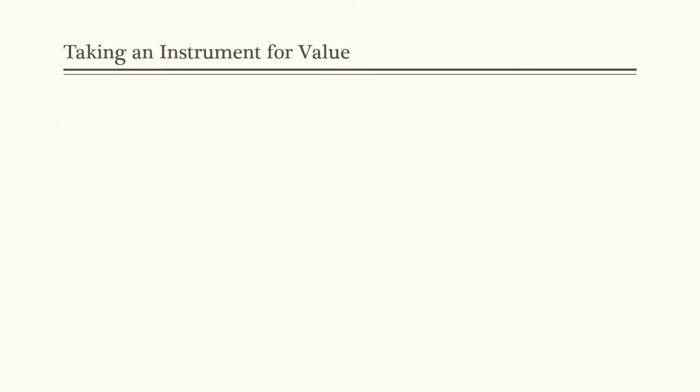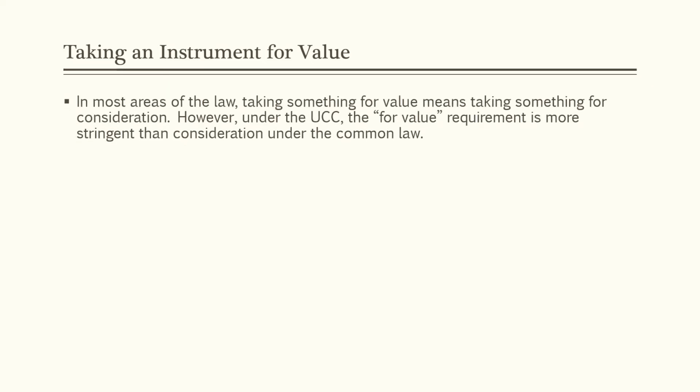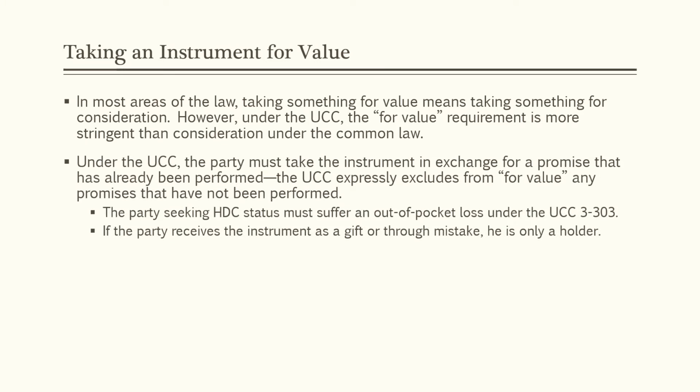The next element of holder in due course status is taking an instrument for value. In most areas of the law, taking something for value means taking something for consideration. However, under the UCC, the for value requirement is more stringent than consideration under the common law. Under the UCC, the party must take the instrument in exchange for a promise that has already been performed. The UCC expressly excludes from for value any promise that has not been performed. The party seeking holder in due course status must suffer an out-of-pocket loss under the UCC Section 3-303.